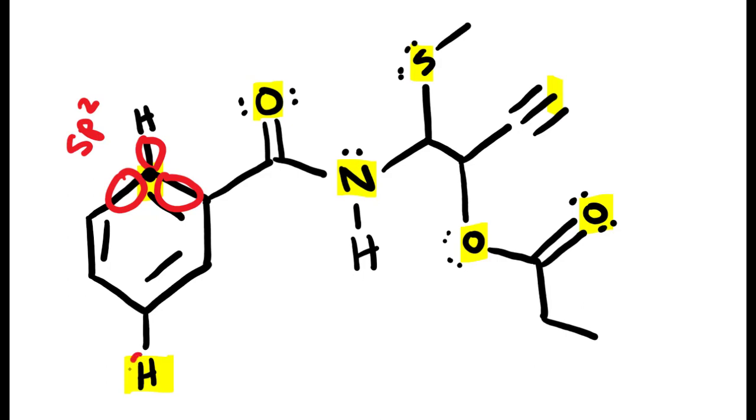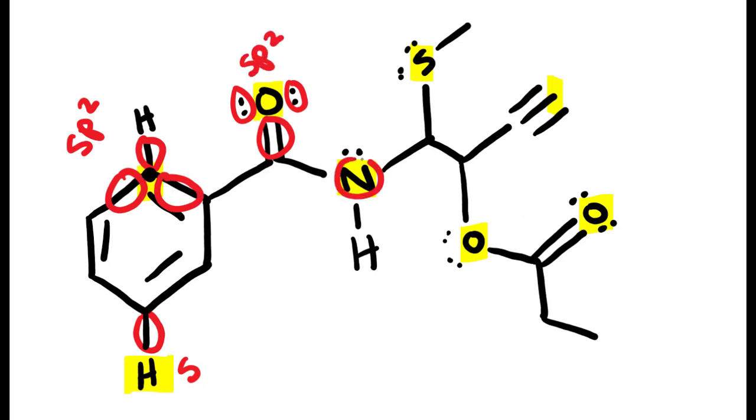Now let's look at this hydrogen atom down here. The hydrogen down there is attached only to a single bond, so the hybridization of that hydrogen is just going to be s. Now let's look at this oxygen atom. This oxygen is attached to a lone pair and a double bond. So the hybridization is going to be sp2.